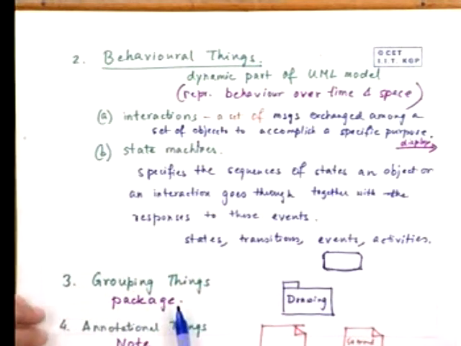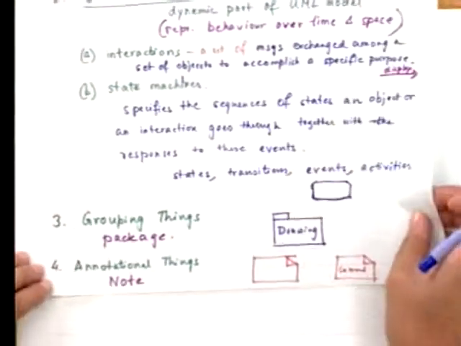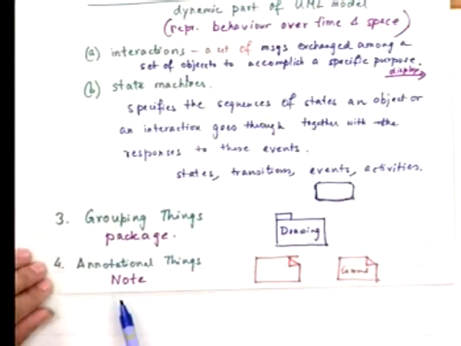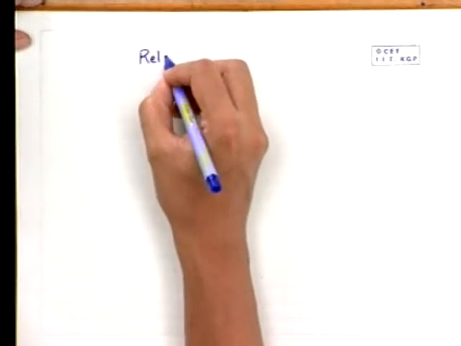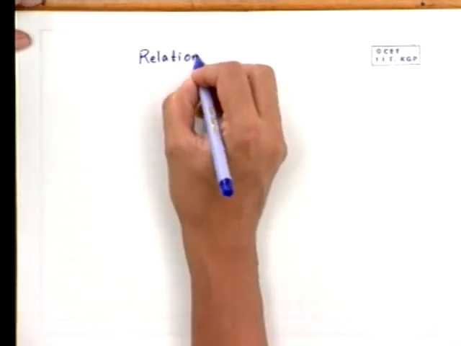And grouping things put collections of things together. Package is the most important grouping thing, and then there are annotational things. For example, the note is the most important annotational thing. Today, we will look at the relationships in UML and then go over to other portions. Relationships in the UML.